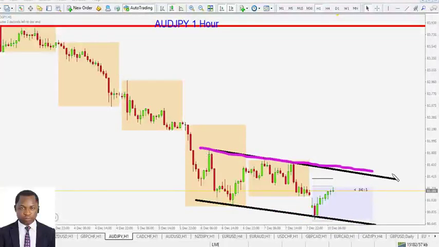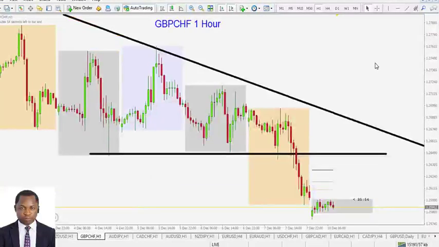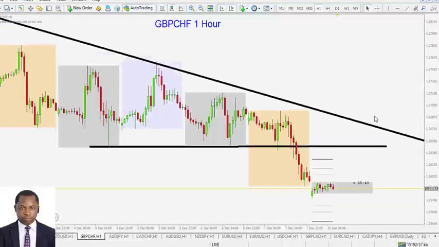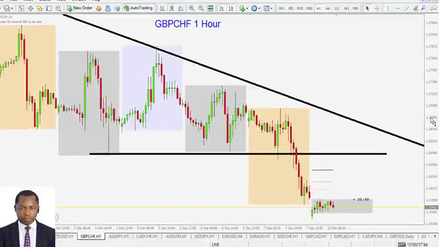So here, this is resistance. Here, this is support. A low quality price action. If you are a range trader, then you want to wait around support and resistance. The sterling pound against the Swiss franc was also following this.